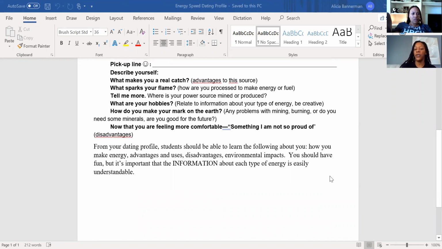Okay, so from your dating profile, students should be able to learn the following about you. So how you make energy, the advantages of using your energy source. Why is it good to use yours versus somebody else's? The disadvantages, because not all energy sources are purely good things. There are some issues. The environmental impact: how does your source affect the environment? Make sure that you have your information about your energy and it's easily understandable. So as you guys are on Google or whatever, getting your research, make sure you know what those things mean and convert them into easy language so that people can understand it. No copying and pasting. Make sure you put it in your own words.